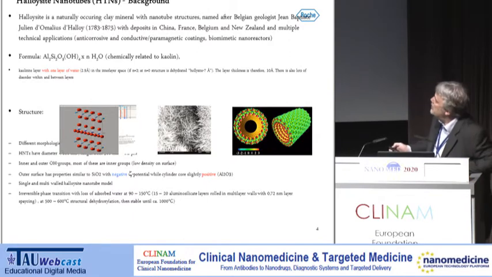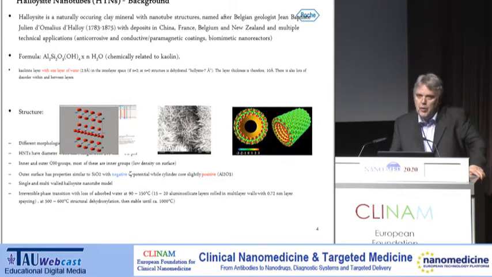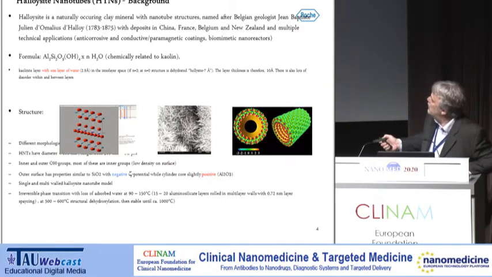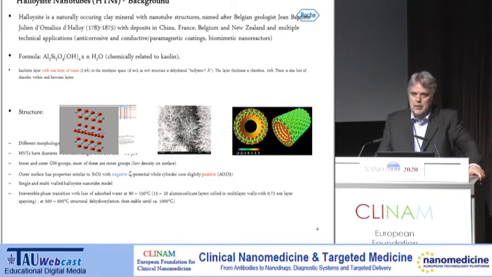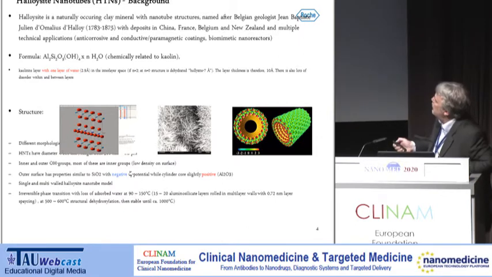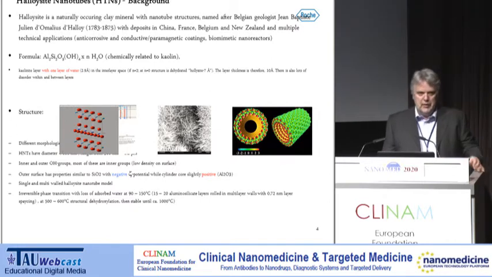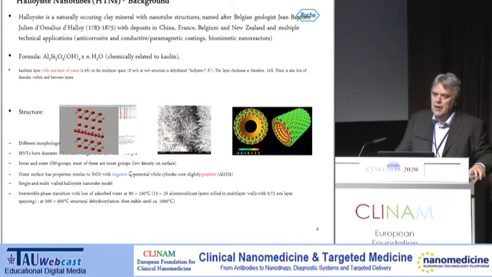It's an aluminum silicate. You see here the structure. They can exist as single wall or multiple wall layers. There's a water layer in between those layers, and more or less it's chemically similar or identical to kaolin. The special property is that the outer surface is negatively charged, whereas the inner surface is positively charged. So, for instance, you can load the core with negatively charged enzymes like urease, which is then used as a biomimetic nanoreactor.